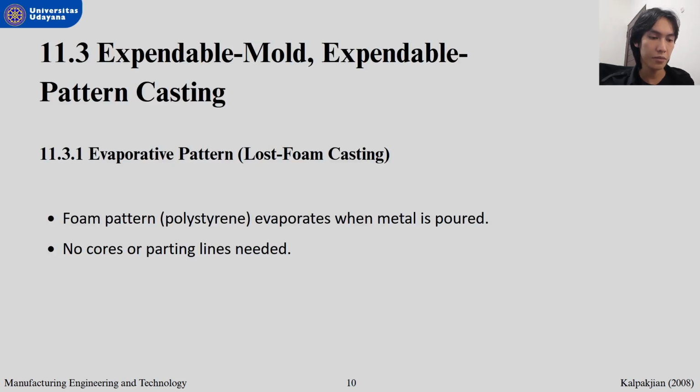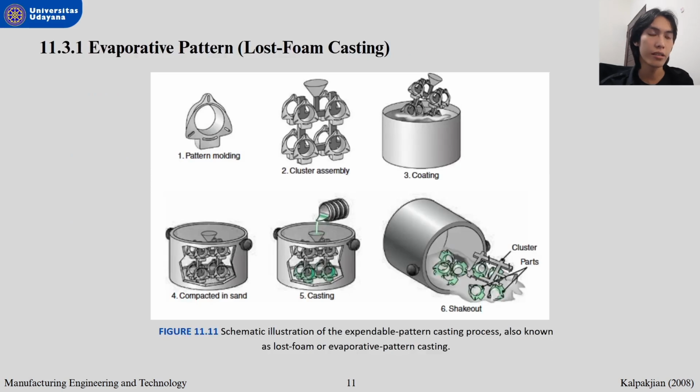Okay, next, expendable pattern casting. Lost foam. This method uses a foam pattern that evaporates when molten metal is poured. It eliminates the need for parting lines and cores. You can see on figure 11.11 an example of the lost foam process step by step, from foam pattern creation to final metal solidification.